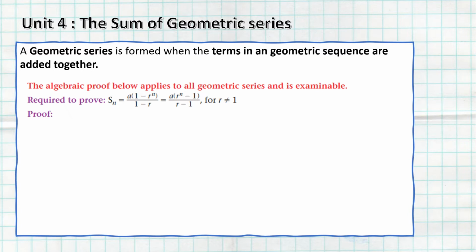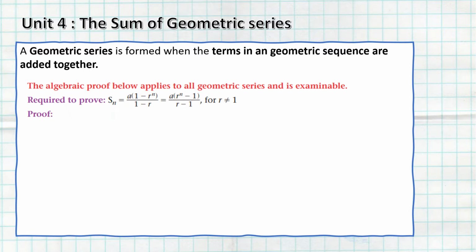So you can see that to calculate the sum of a geometric series, we use two formulas. You can choose either formula, either this first one with 1 minus r exponent n, or this one with r exponent n minus 1. Any of them will give you the right answer, where r must not be equal to 1.